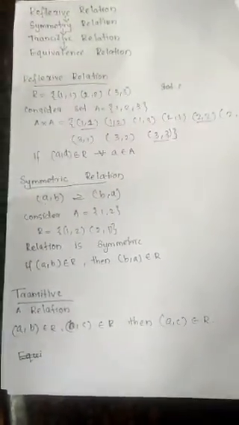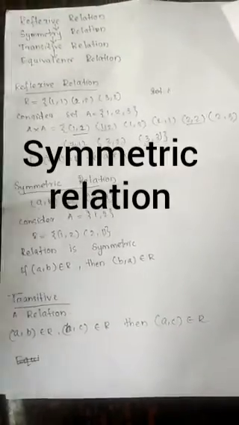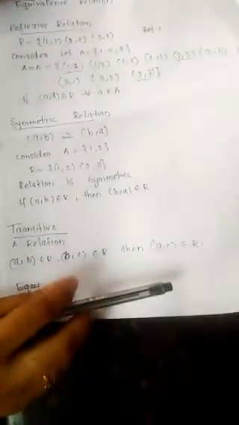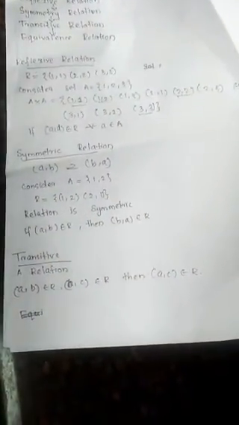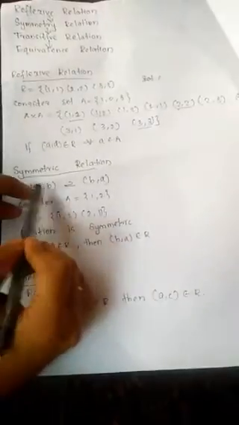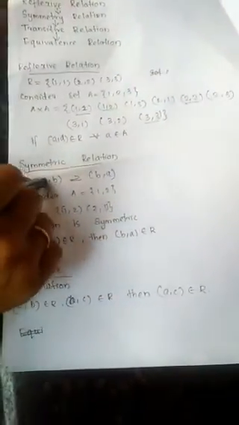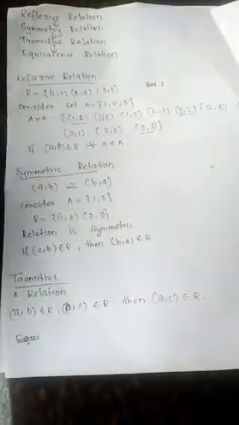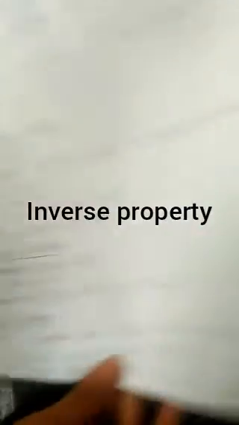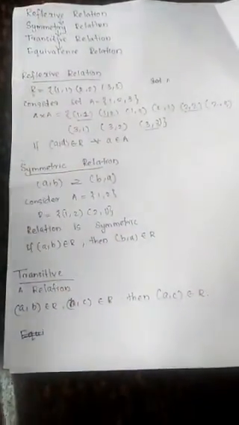Next, let's move on to the next relation, the symmetric relation, which shows these properties. A symmetric relation is when the first element of an ordered pair is interchanged with the second element and the second element is interchanged with the first element. A relation which shows the inverse relation property, we call a symmetric relation.